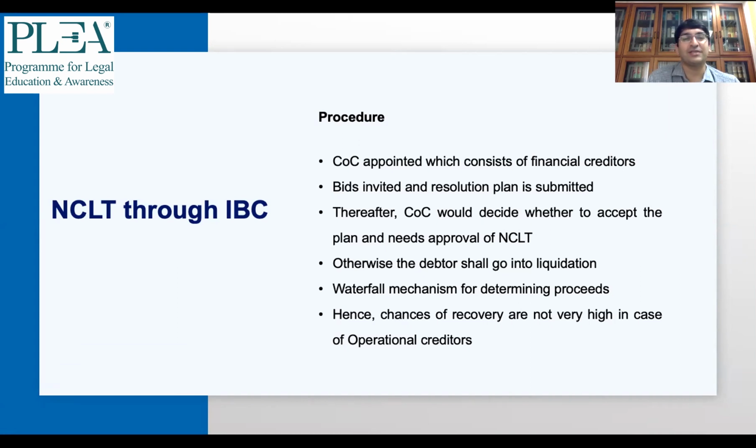So this is something you should keep in mind, that again, all these are new forums. Our IBC code came in 2016. Then the Commercial Courts Act, 2015.